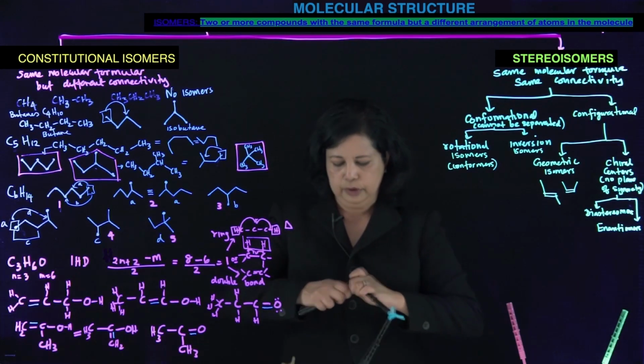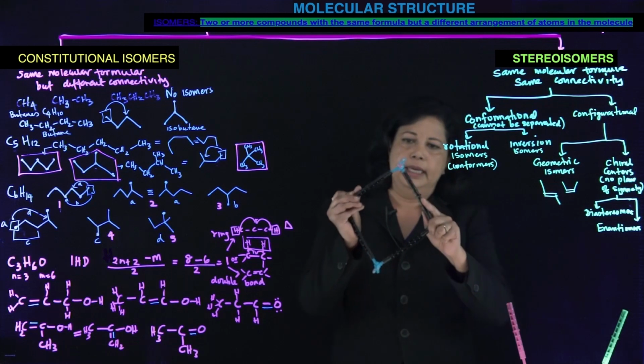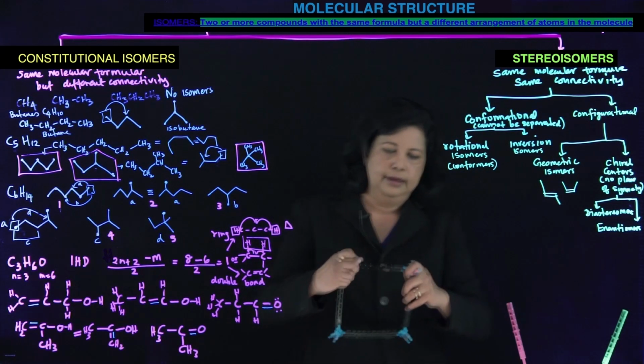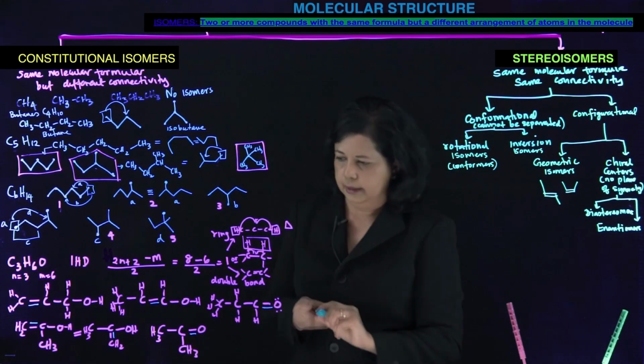This ring doesn't want to form because it doesn't like 90 degrees. But if I make it a little flip like that, then it's a little easier. So there you go. So that's going to be your 4-membered ring.